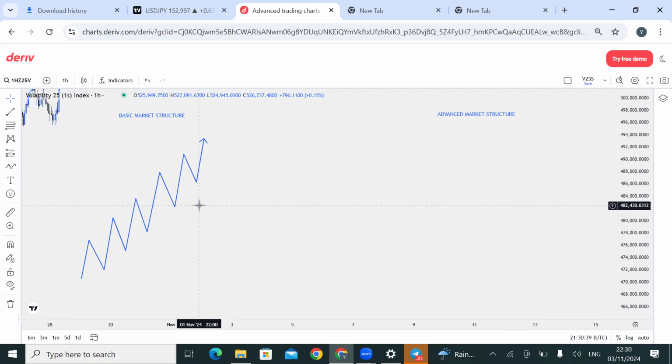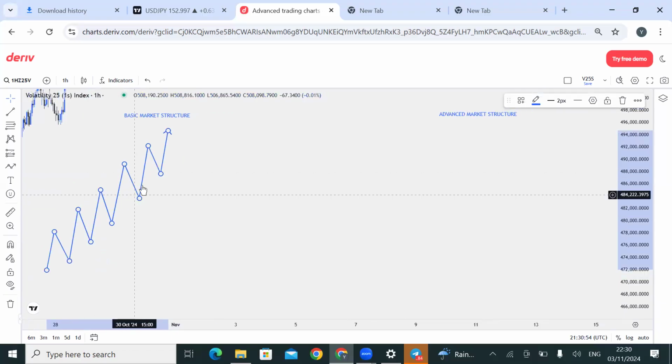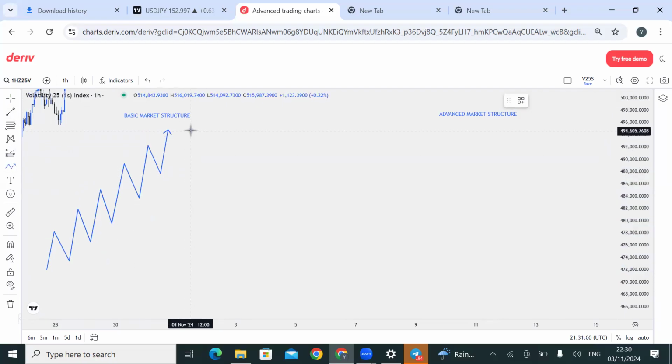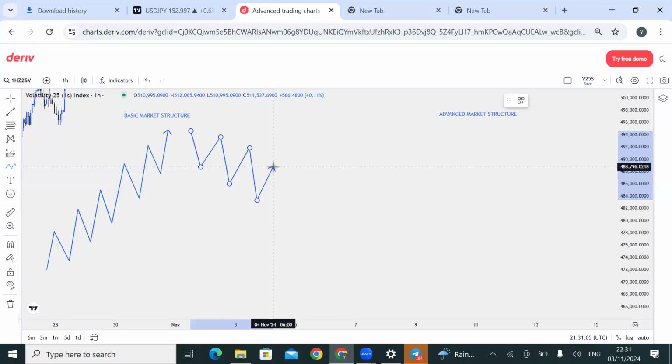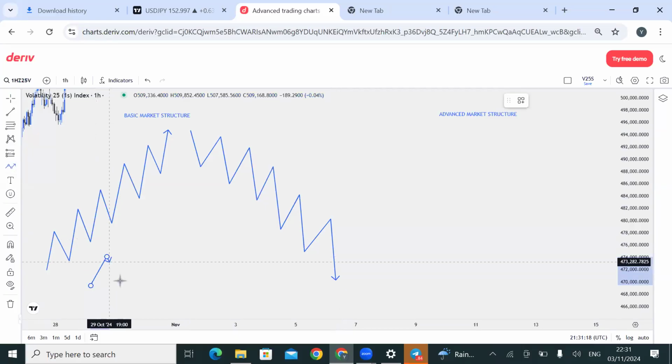So if we're calling ourselves SMC traders, we are supposed to know what market structure is and how it goes. So this is a basic market structure here. This is an uptrend, and we have a downtrend. This is an uptrend, this is a downtrend. And we also have consolidation.